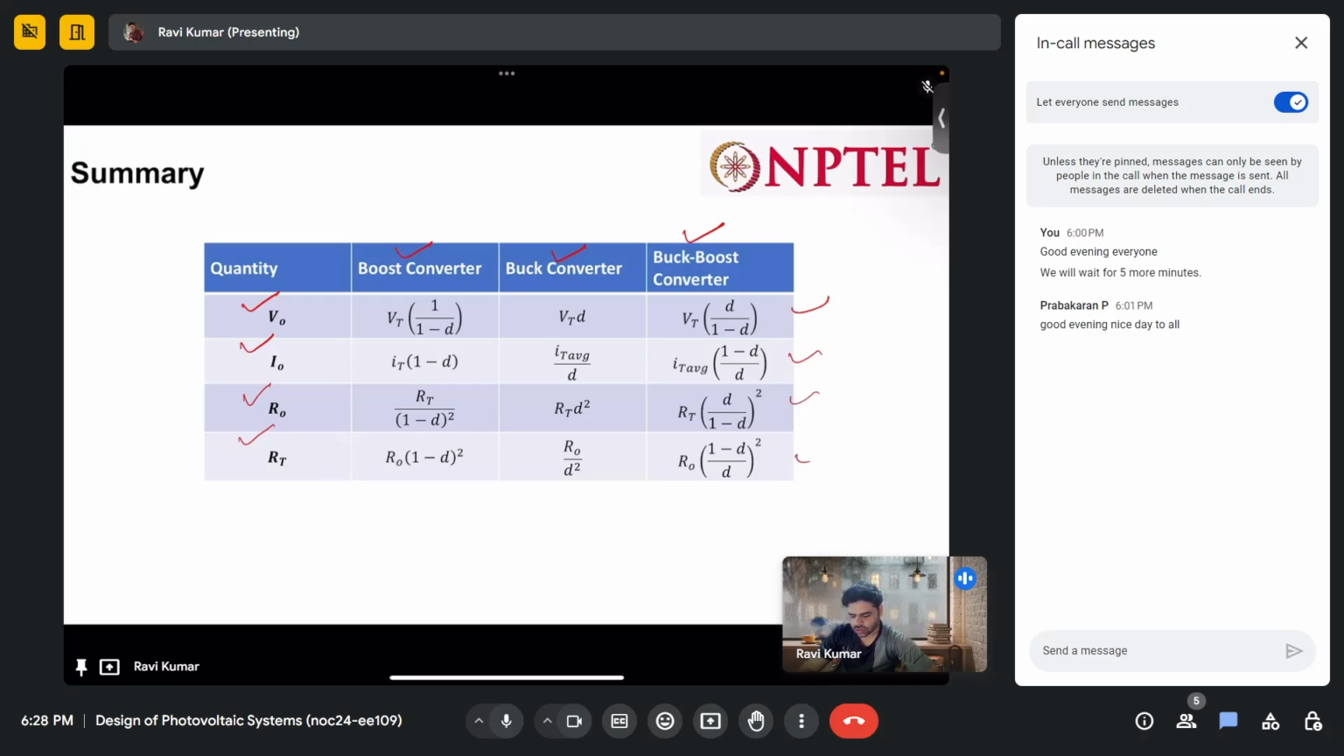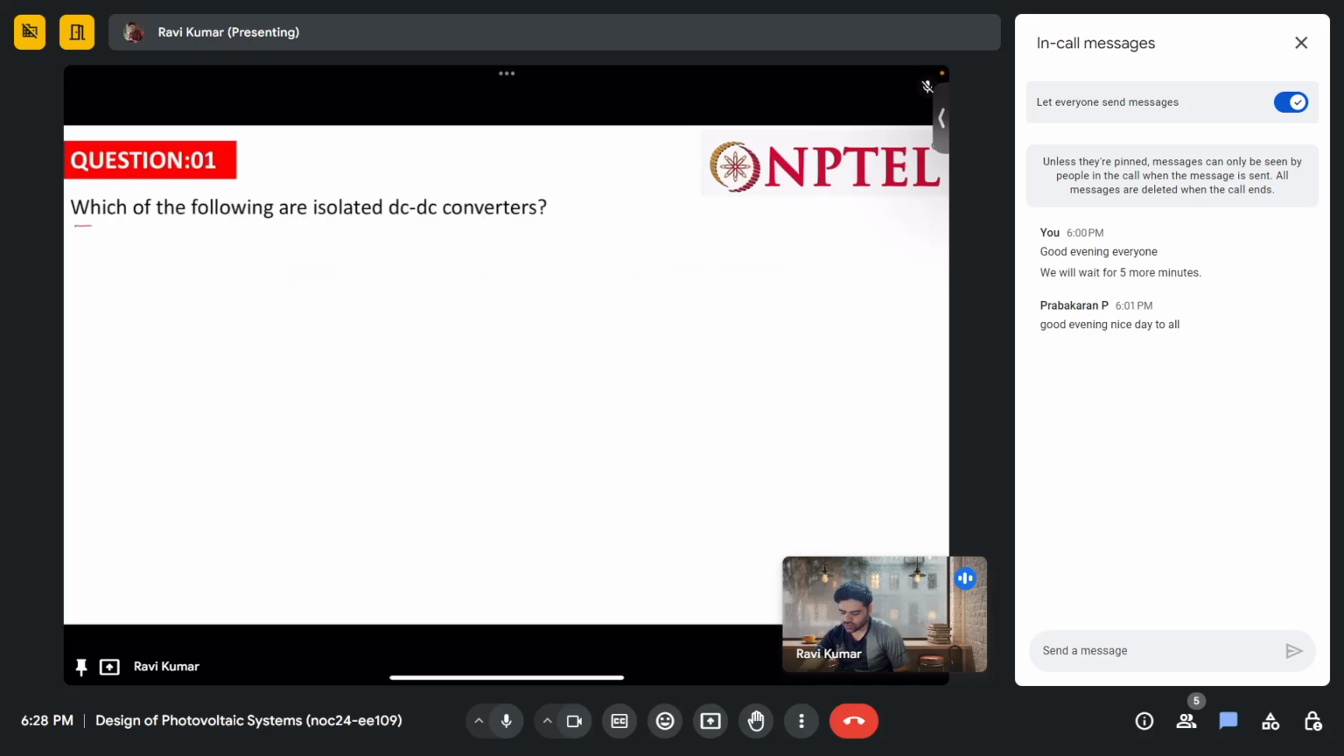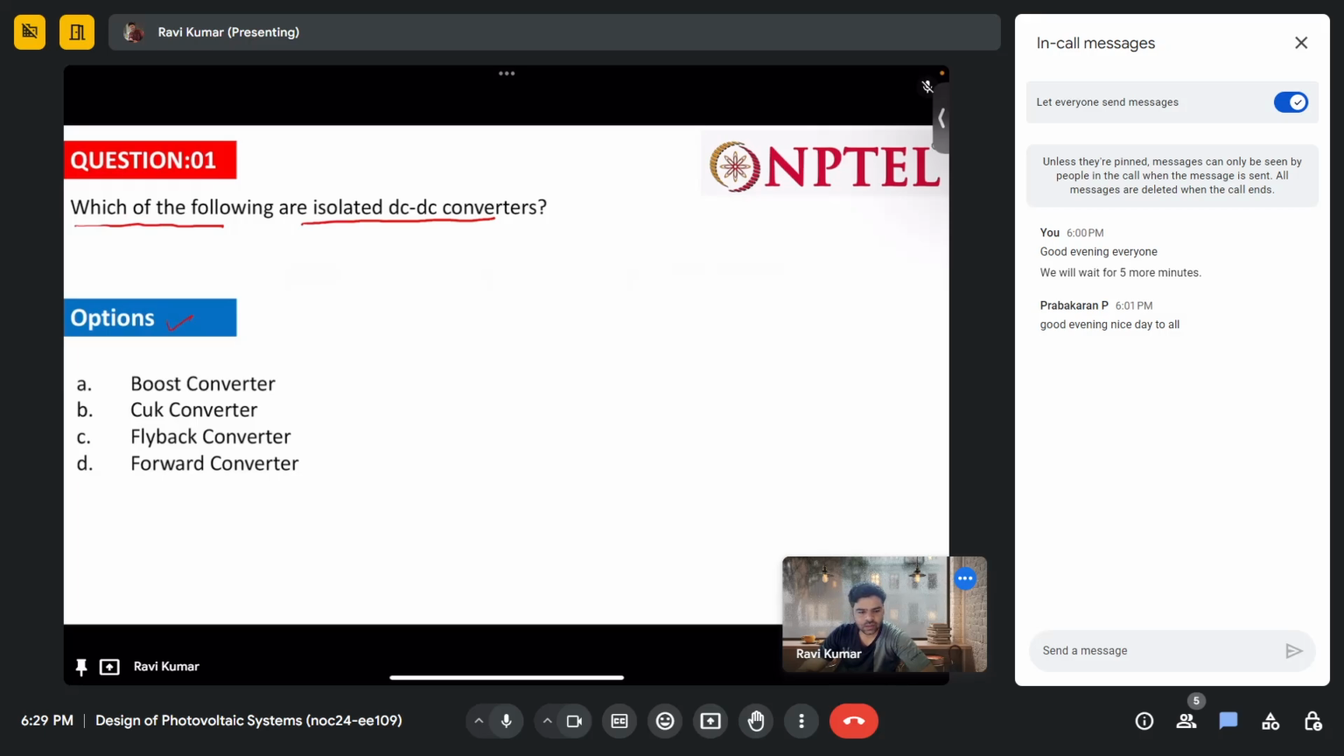So let's move to the questions. The first question says, which of the following are isolated DC-DC converters? And these are the options. If you would like to solve these questions with me, you can write in the chat box what your answer is.